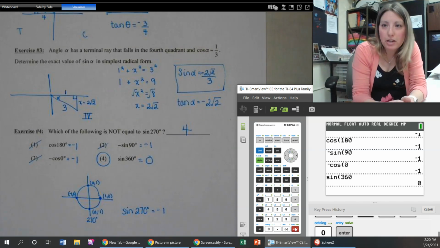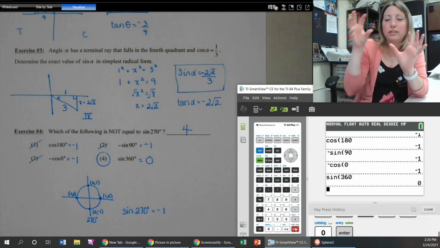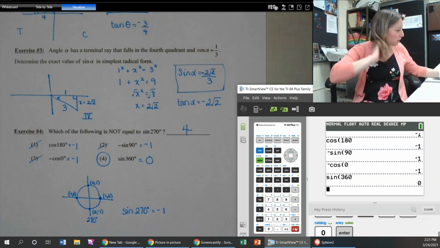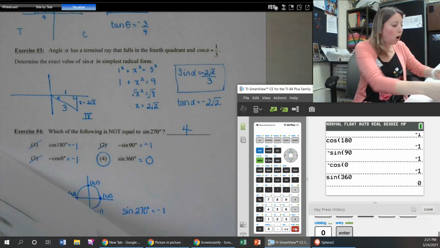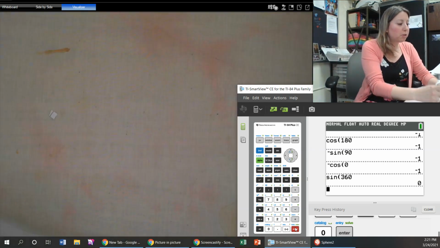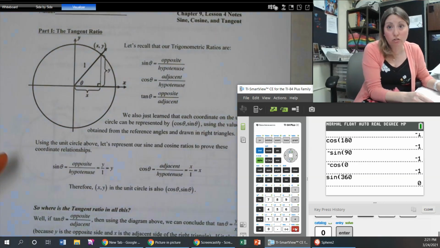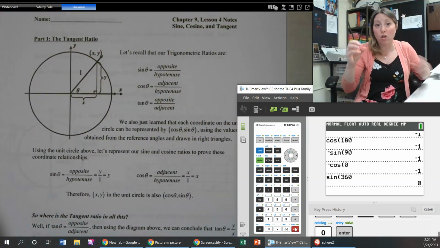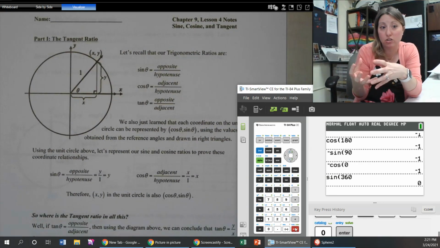Using this information, now that we know that tangent equivalent as well as we know our sines and our cosines, now we can use all of this stuff to come together and figure out questions like the last ones that we just did. That's the whole goal. That's where we've been trying to get to.